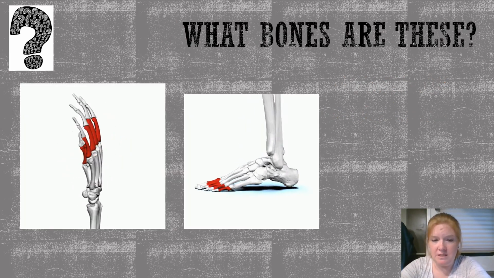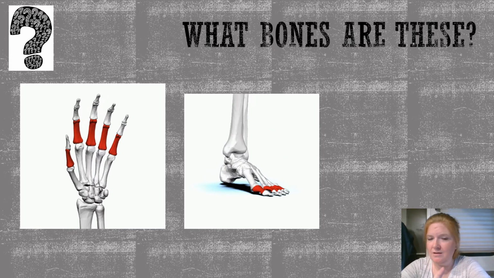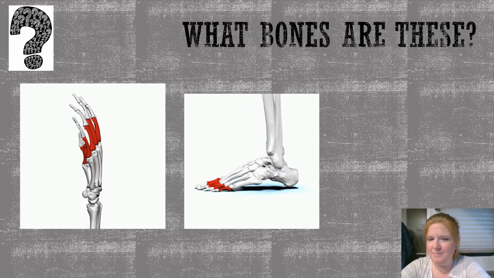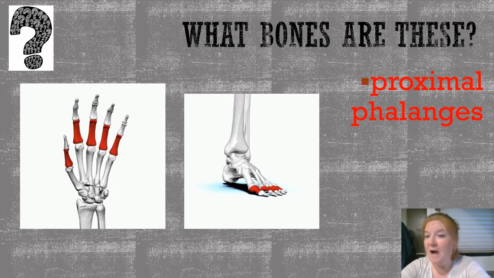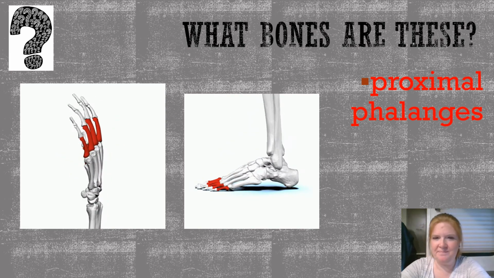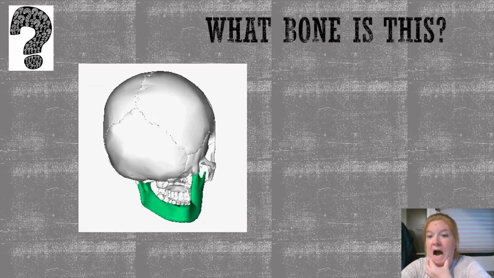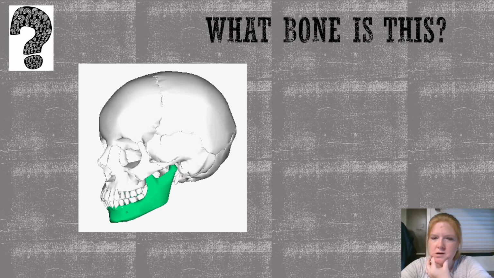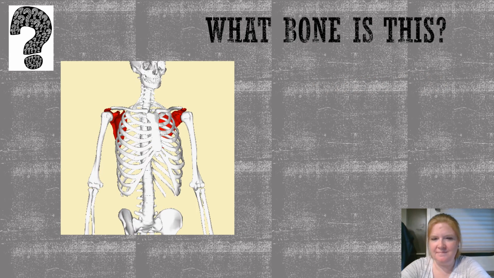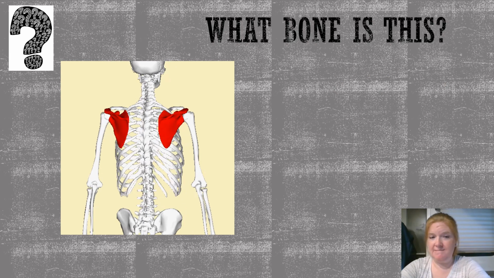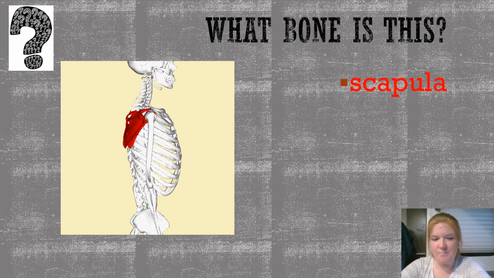What bones are these? Careful. Oh, I see it's in the thumb, the pollex, and the hallux, the great toe. Proximal phalanges. What bone is this? Mandible. What bone is this? It's a flat bone. Scapula.